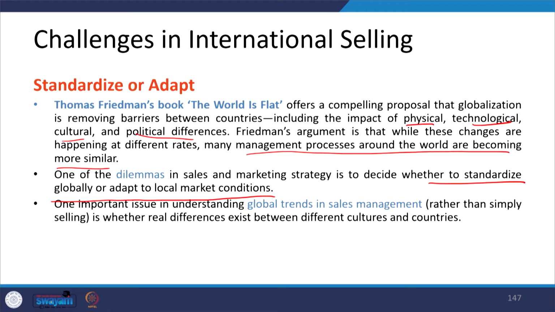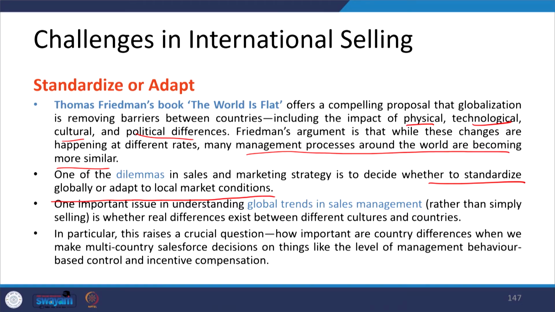But when coming to different cultures, from west to east like Asian countries, one needs to adapt their products as per the local taste and preferences. In particular, this raises a crucial question: how important are country differences when we make multi-country sales force decisions on things like level of management behavior and even incentive compensation as well? These cultural differences are crucial in making these types of sales force decisions.